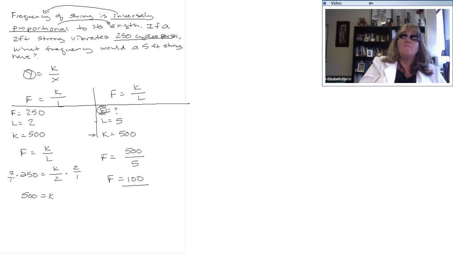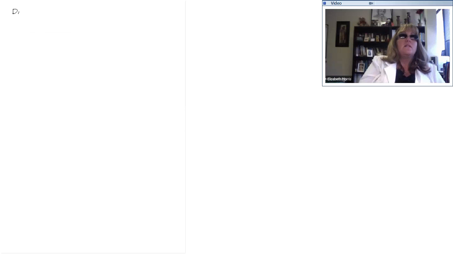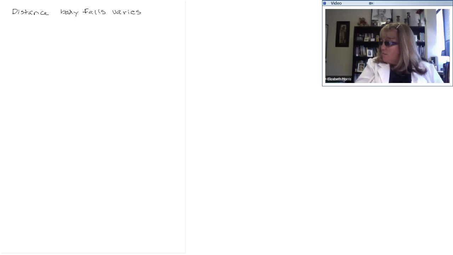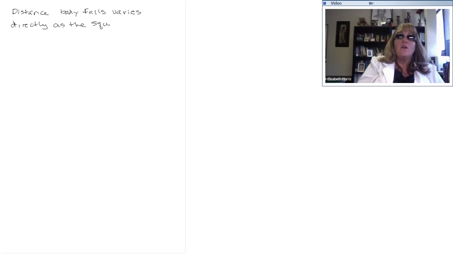We're starting to see this? All right, there's one more little twist they might put in there. I'm going to read one to you and point it out. For a body falling from rest, the distance the body falls varies directly, which is the same as directly proportional. They sometimes say it this way too, as the square of the time.